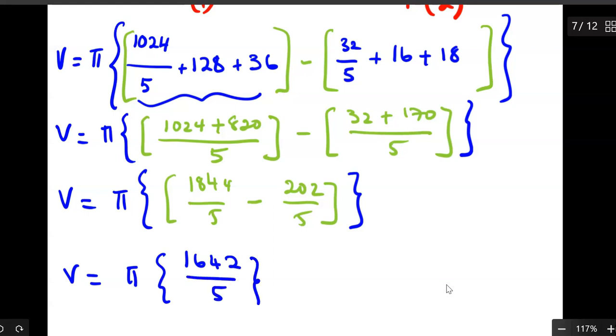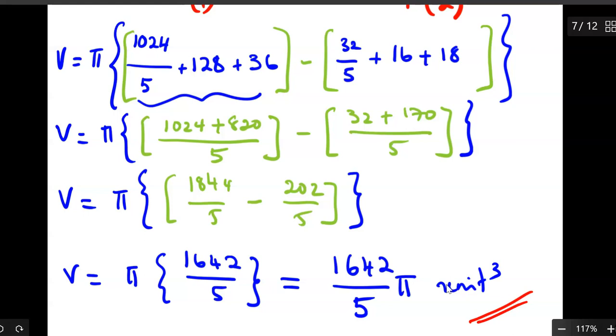1642 divided by 5. So in this case, you write it as 1642 divided by 5 times pi, unit cube. Alright, so this is the answer that you should give. Don't try to take this divided by 5 multiplied by pi. This is the exact answer that is required, and also is the answer that I give throughout the entire unit in terms of calculating the volumes. And calculated volume should be unit cube.